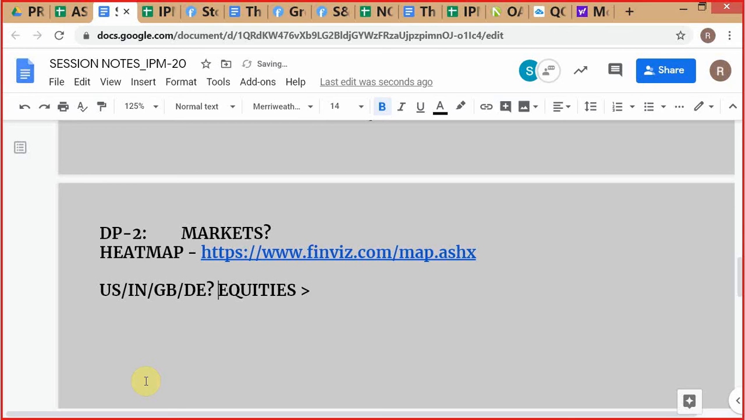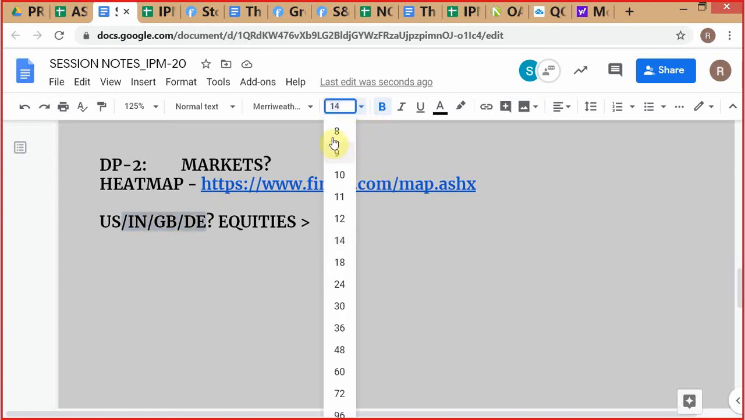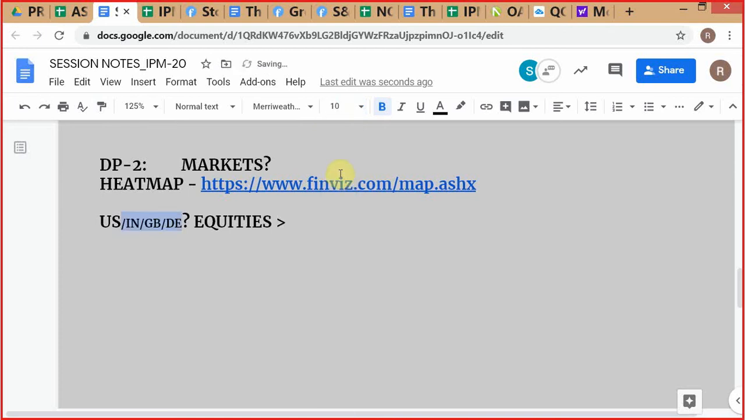So this was another problem that you had. We are not listing it as a separate decision problem, but within DP2, you have a separate problem when you're looking at equities or even other asset classes. You have to now start looking at which countries' markets, okay? US markets, Indian markets, UK markets, German markets, all right? So you have this problem also. But we have chosen US, okay? So I will put this stuff in smaller type and I'll make it not bold. All right, so I've chosen.